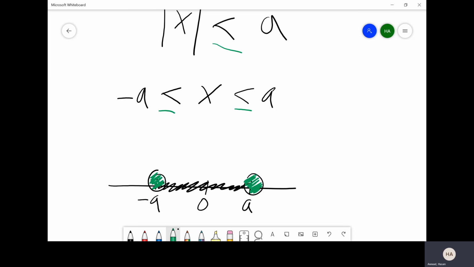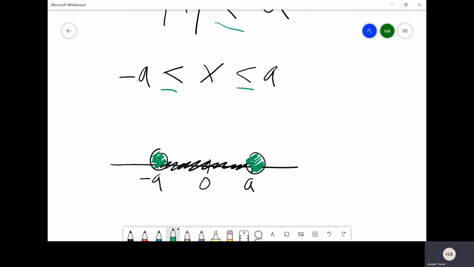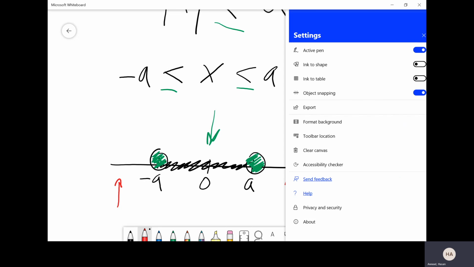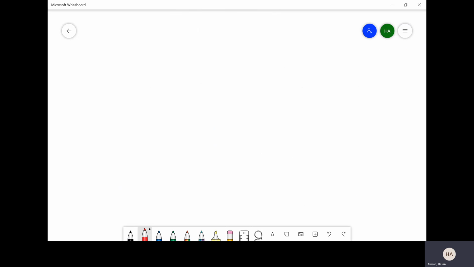But the main point that you should really understand here is it would only be this specific interval. It would not be the intervals beyond the 2 endpoints. Okay, so negative infinity all the way to negative a would not work, and after a all the way to infinity would also not work. Just strictly the middle interval. Okay, so let's go ahead and do an example regarding this.